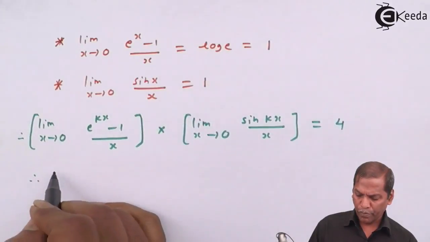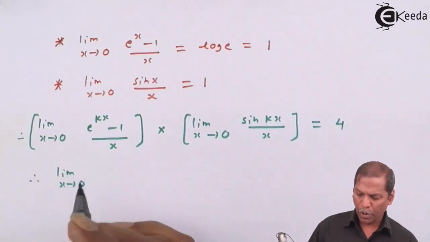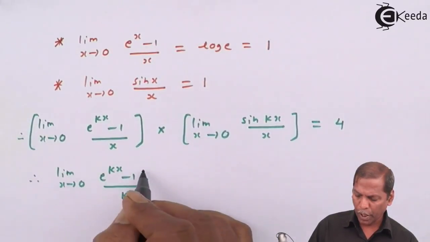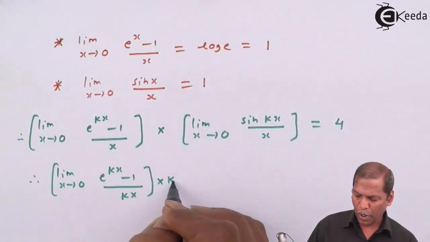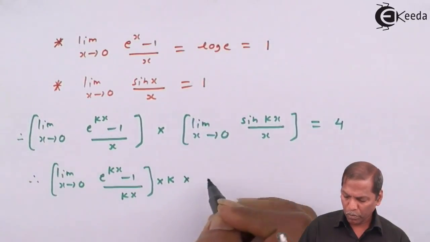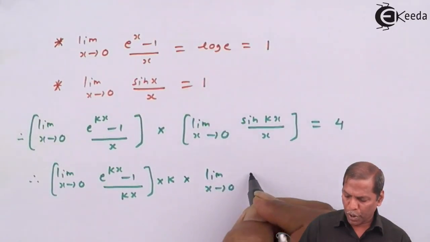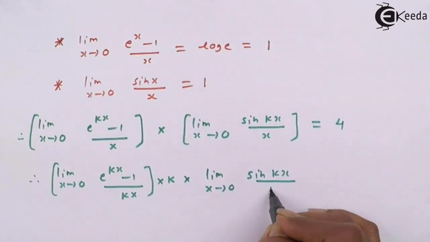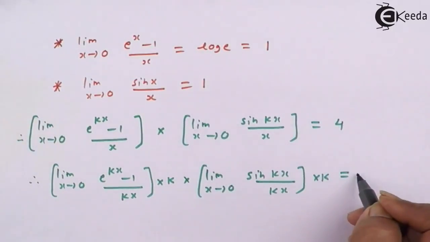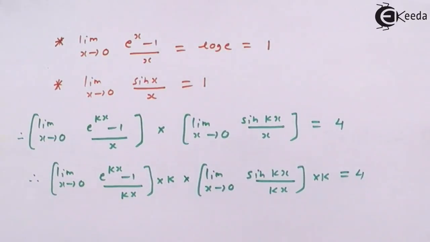Therefore, the next step will be limit x tends to 0 (e raised kx minus 1) upon kx, into k. It means here we multiply numerator and denominator by k, into limit x tends to 0 sine of kx upon kx, into k, and that equals 4. Here also we divide numerator and denominator by k.